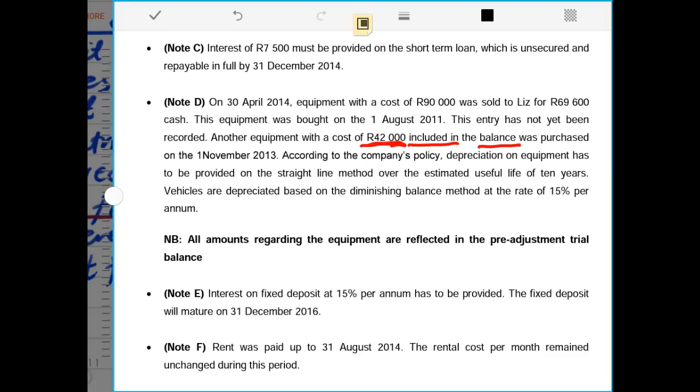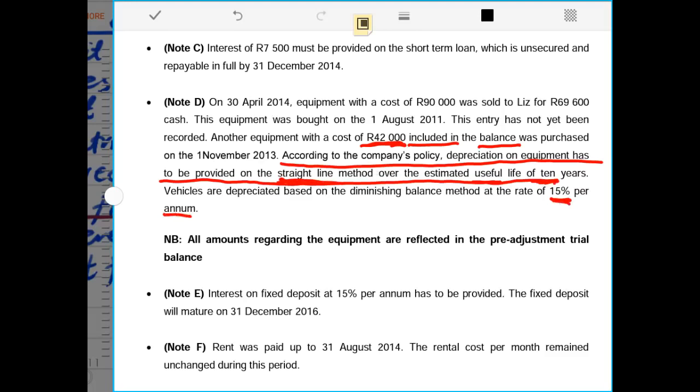Then they are telling us that according to the company's policy, depreciation on equipment has to be provided on the straight line method over an estimated useful life of 10 years, and vehicles are depreciated based on the diminishing balance method at a rate of 15% per annum. However, equipment is the straight line method over a useful life of 10 years.